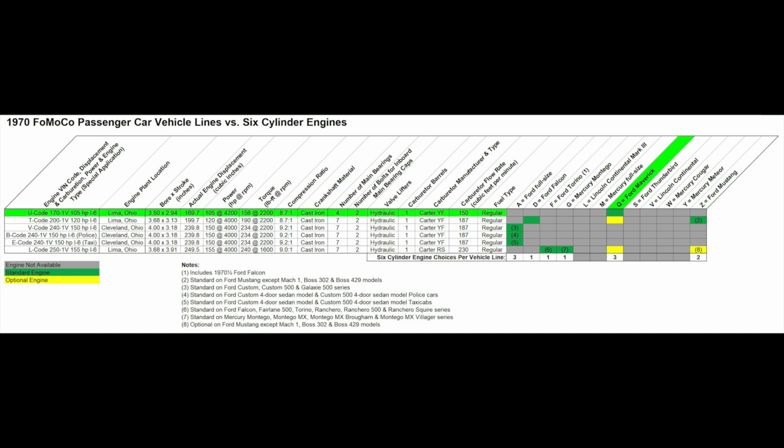The first and smallest of the 6 1970 FoMoCo 6-cylinder engines to cover is the U-code 170 cubic inch inline-six engine with a 1-barrel carburetor. Having debuted as an optional engine in the 1961 Ford Falcon lineup, this engine was in its 10th year of production by the time the 1970 model year rolled around. The U-code 170 1-barrel inline-six engine was only available as standard in the 1970 Ford Maverick vehicle line Q.